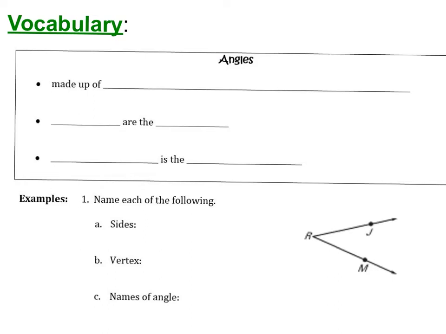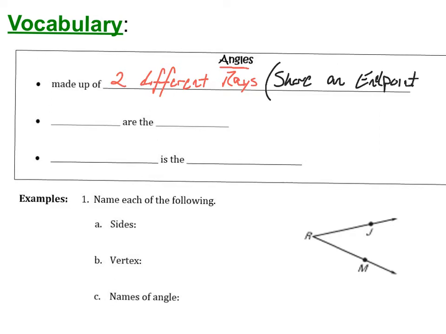First thing we want to do in this section is define exactly what an angle is. Well, the first thing I need to know is that it's made up of two different rays. Remember, rays have one endpoint, they continue on in one direction forever. So it's made up of two different rays, and those rays share an endpoint. So they have the same endpoint. And we'll see that in the picture below in a second.